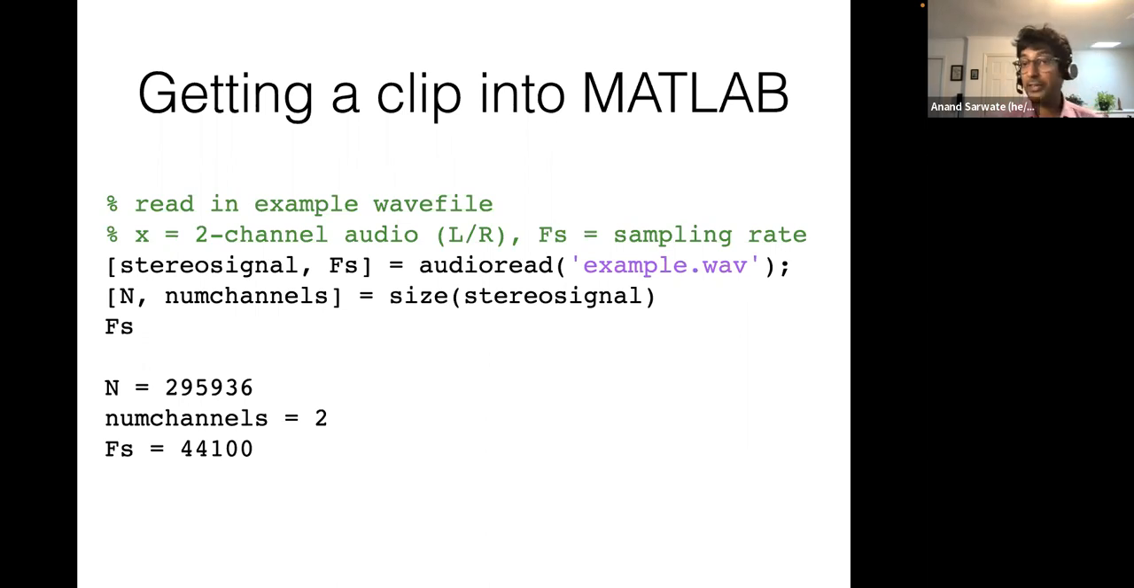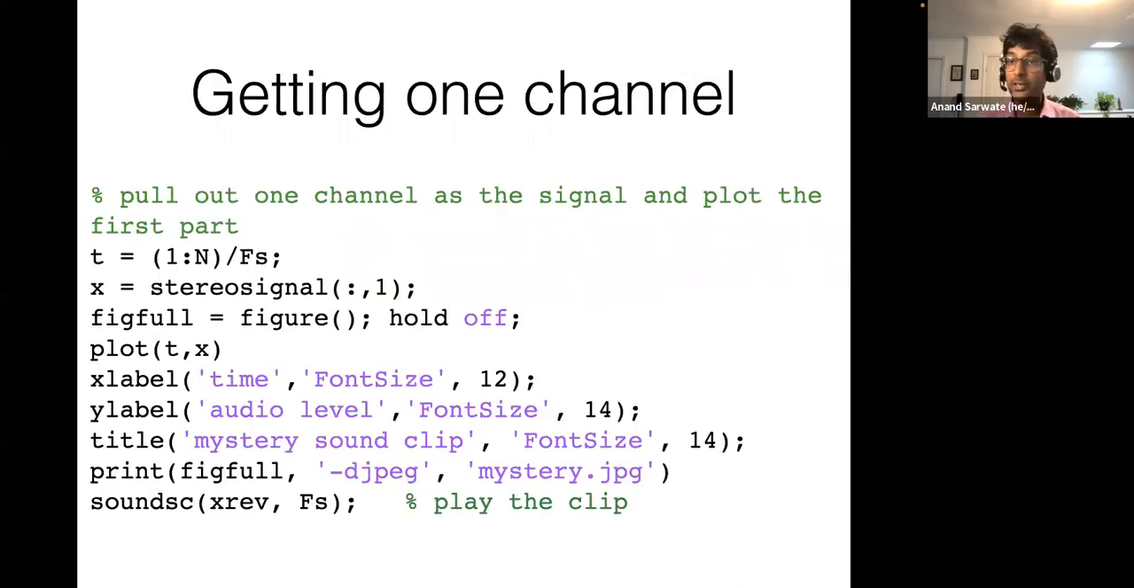All right, so now we have the clip in MATLAB. It's in this 295,000 or 296,000 by 2 array. So it's 2 big columns, right? And that's the left channel and the right channel. So what we want to do is grab one of those channels, right? So we say, okay, I'm going to set up my time axis. How do I set up a time axis?